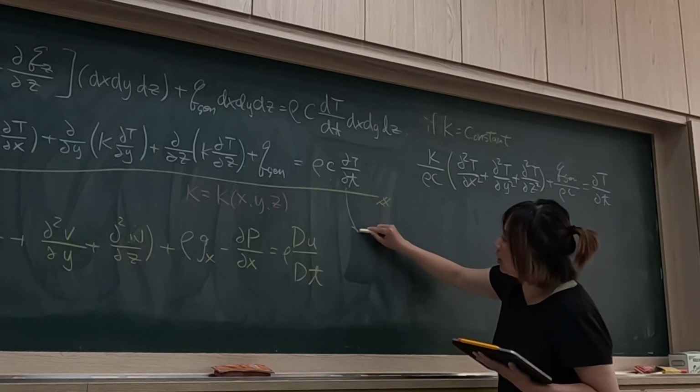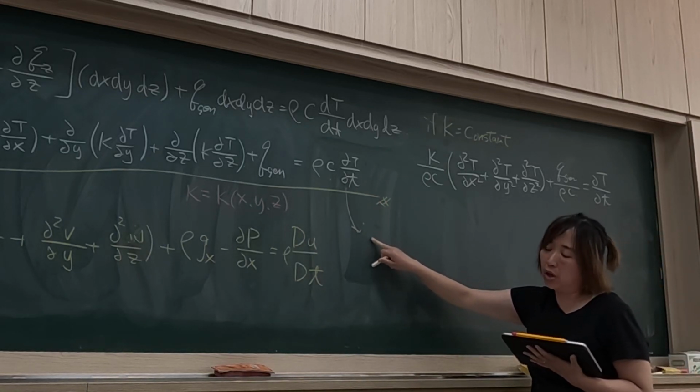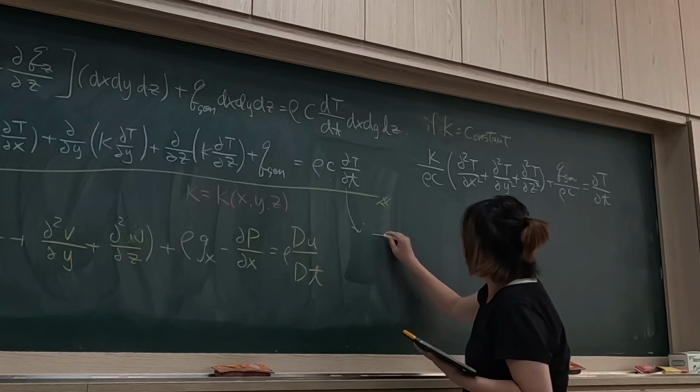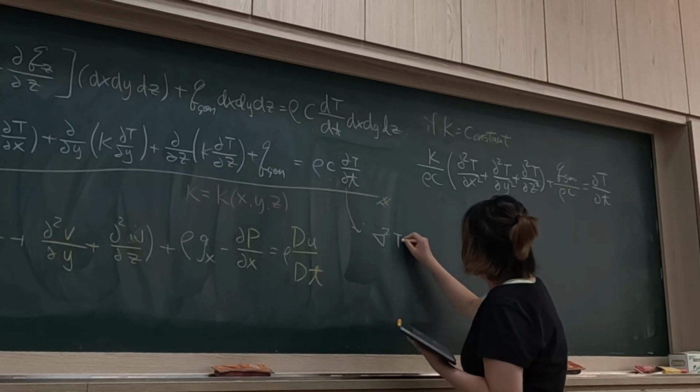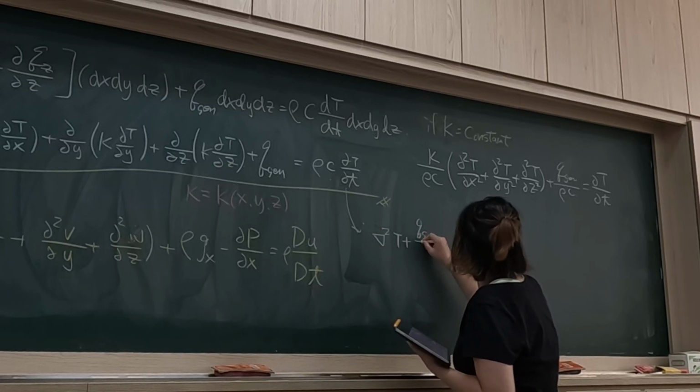So if we return to the vector form from the original one, we can write it like this. Maybe it's easier to remember.